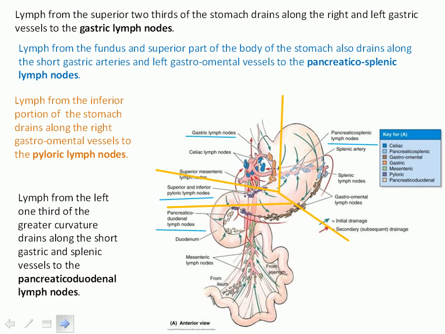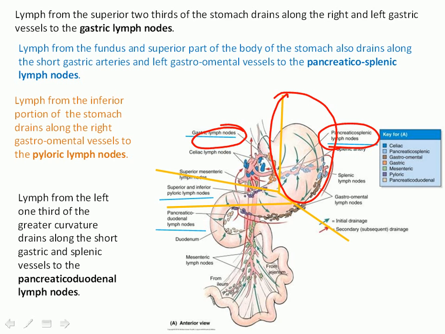So lymph from the superior two-thirds of the stomach drains along the right and left gastric vessels to the gastric lymph nodes. Lymph from the fundus and superior part of the body of the stomach also drains along the short gastric arteries and left gastroomental vessels to the pancreaticosplenic lymph nodes.